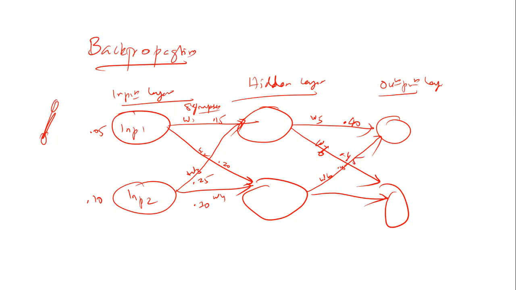And W7 is going to be 0.50. And W8 is going to be 0.55. And I told you one more neuron, right? Bias. Bias should be there. Bias will be introduced for the hidden layer and the output layer. Each of the hidden layer and output layer will have the bias. And this one will get connected to this one, and this one will get connected to this one.